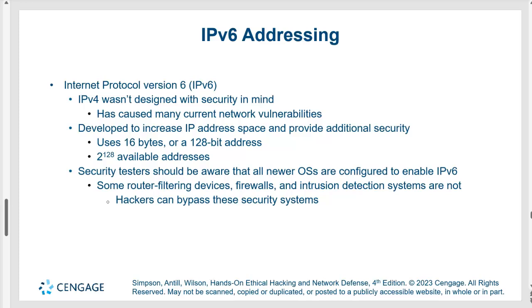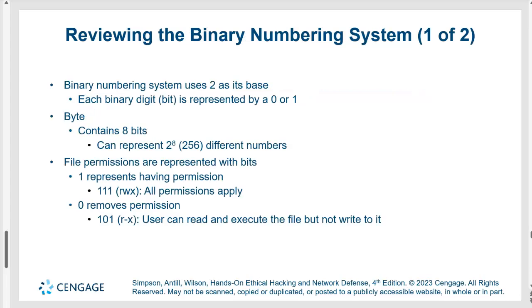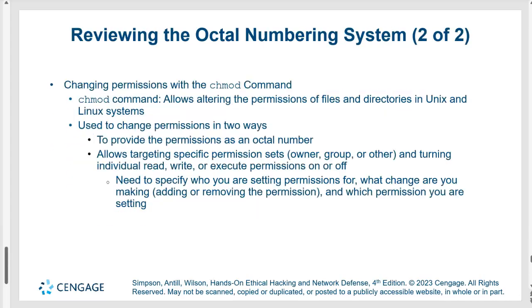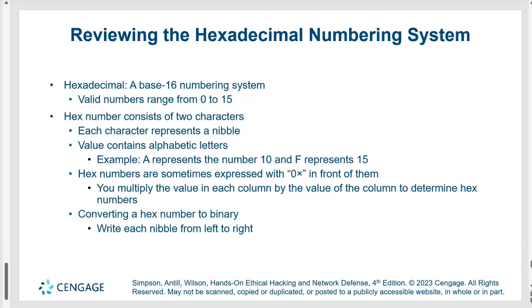IP version 6 is coming along. It's been, I think, 10 years or so. It's been starting to be implemented. We don't use it a lot yet in many businesses because IP version 4 works pretty well. IP version 4, which is what we're currently using and what we'll be doing most with in this class, was not designed with security. IP version 6 was designed with security, and it has a lot more available addresses. Okay, I think we're not going to go through binary. It's handy to know binary, but that's not something we need to know.